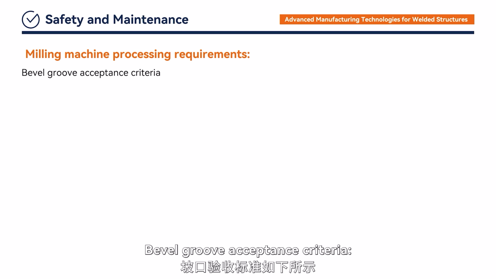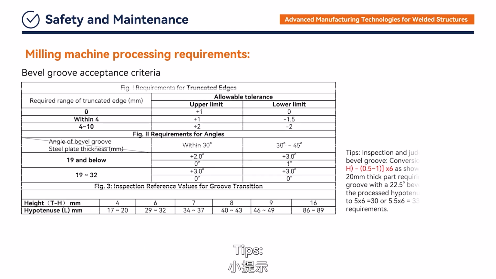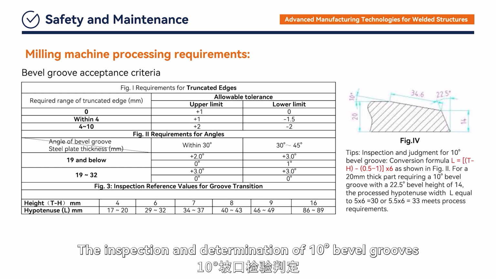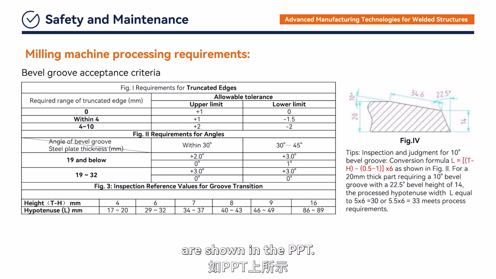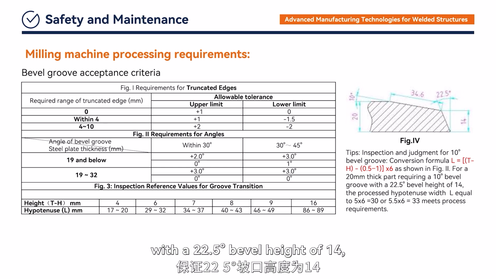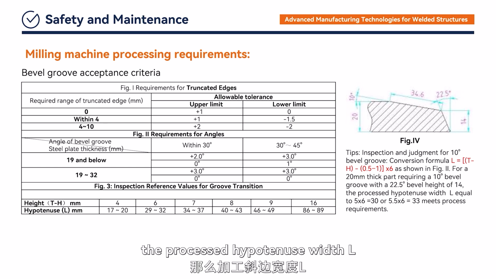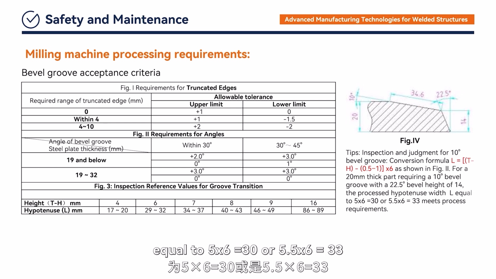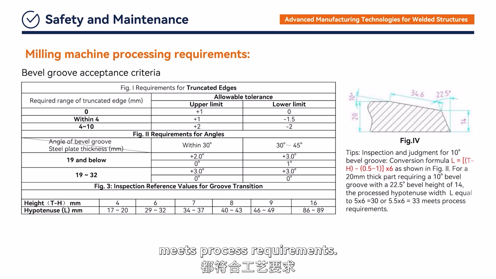Bevel groove acceptance criteria. Tips. The inspection and determination of 10 degrees bevel grooves are shown in the PPT. For a 20 mm thick part requiring a 10 degrees bevel groove with a 22.5 degrees bevel height of 14, the processed hypotenuse with L equal to 5 times 6 equal to 30 or 5.5 times 6 equal to 33 meets process requirements.